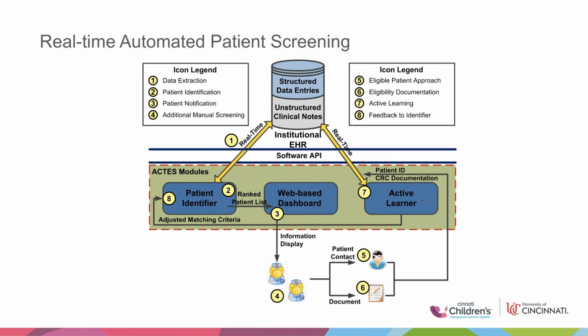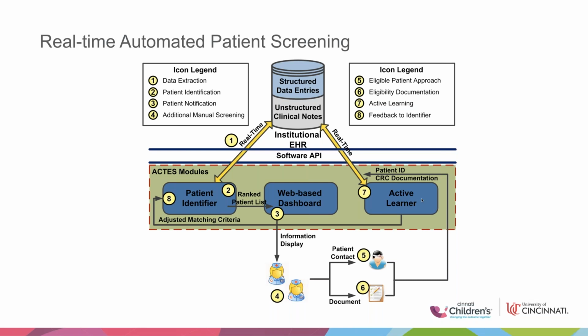So this top part here is our EHR database, the database-looking structure. And so we have structured data entries and we have unstructured clinical notes. This green part in the middle is the ACTES module, and it includes all of the NLP, the patient identifier, and a web-based dashboard, which I'll show you on the next slide, for the clinical research coordinator to use.